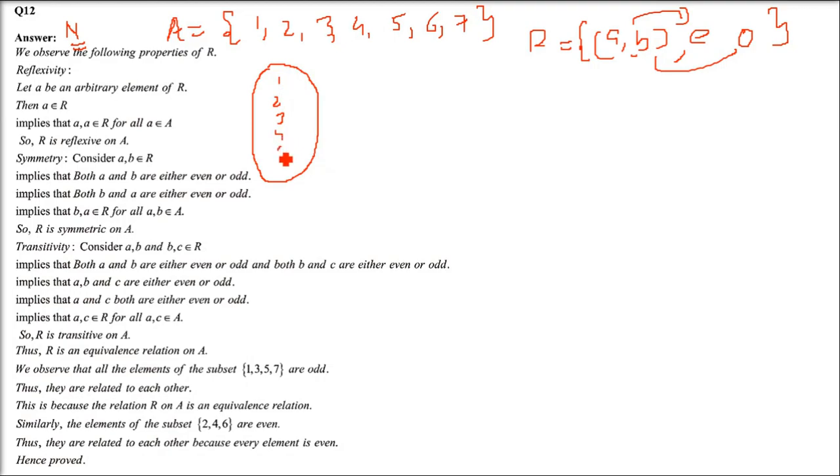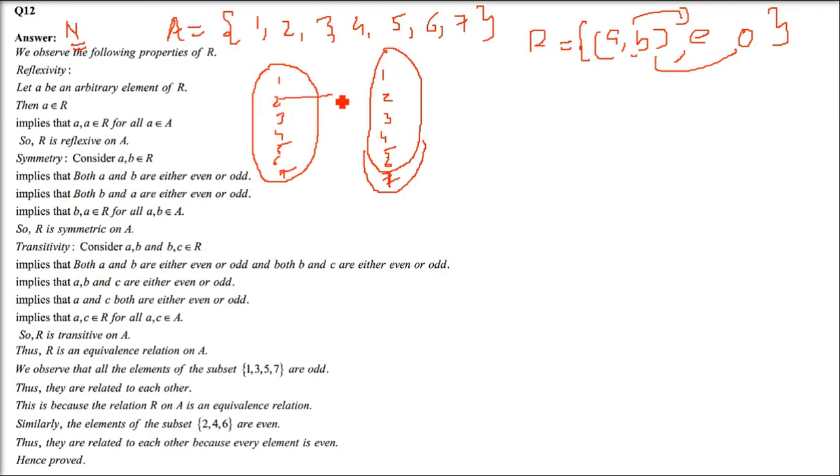I am making set A. This relation will come out only from A cross A. So this is set A, and again I am making set A: 1, 2, 3, 4, 5, 6, 7. And this relation will come out from the Cartesian product of these 2 sets.